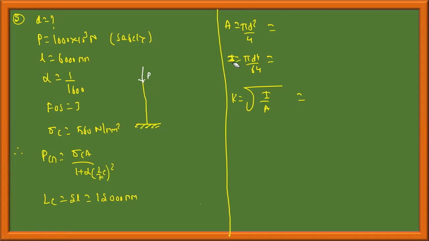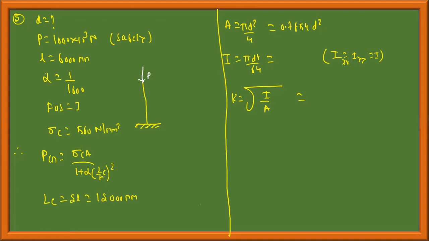Yes. What is A? 0.7854 d square. What is I? Since this is a circular cross section, obviously you should remember Ixx is equal to Iyy, which is equal to I. Buckling always takes the least moment of inertia.